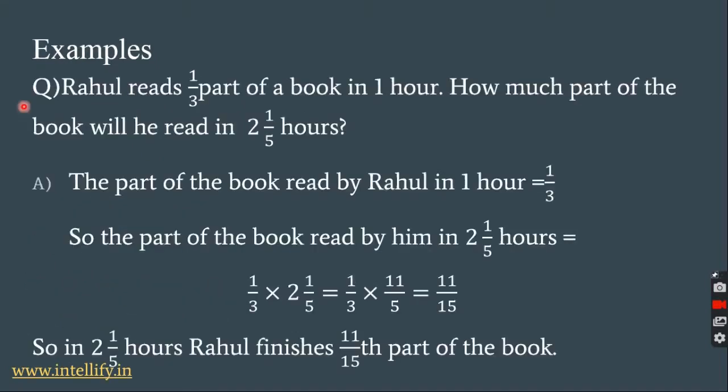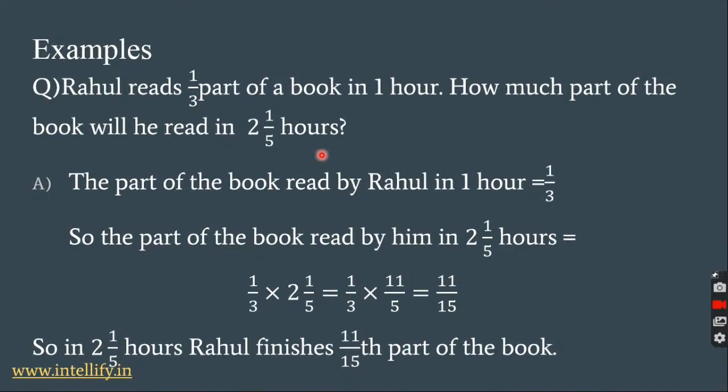For the last problem, we have a question that says Rahul reads 1/3 part of a book in 1 hour. How much part of the book will he read in 2 1 by 5 hours? So if we forget fractions for a minute, then this problem is nothing but a basic unitary method problem. So for example, we can say if I eat 2 mangoes in 1 hour, how many mangoes will I eat in 2 hours? The answer is 4, and you realize that we can get the result by simply multiplying. 2 into 2 is 4.